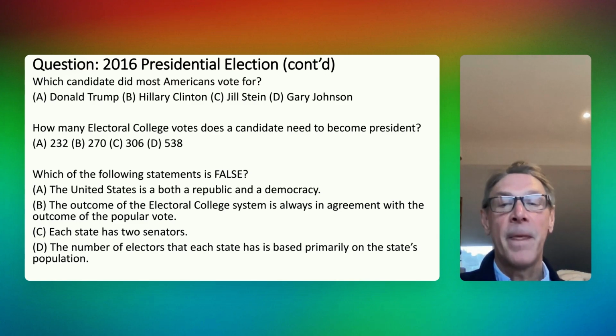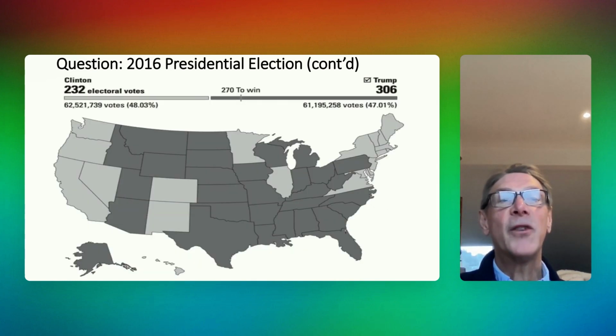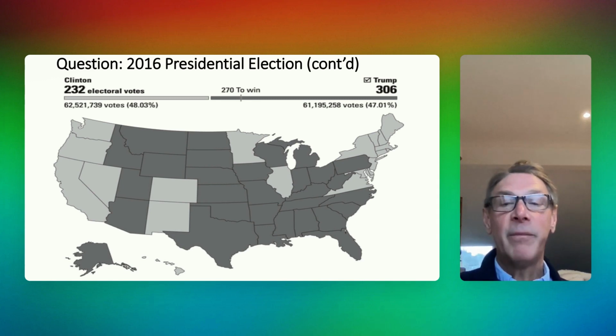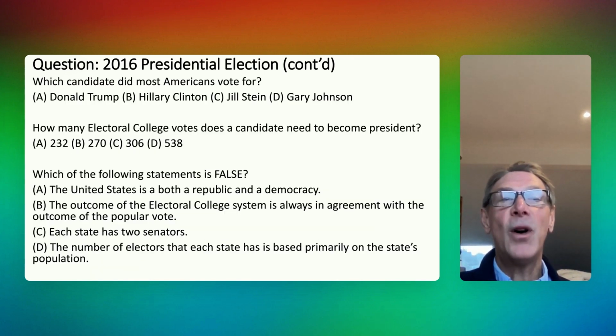Hillary Clinton. And the answer was, we talked about it already, Clinton got the most votes with 62,521,739, which is more than Trump's 61,195,258. So this is really highlighting this strange situation that can happen in US presidential elections, where it's unusual, but in this case, the person with the fewer votes of the two won. So the answer was B, Hillary Clinton.